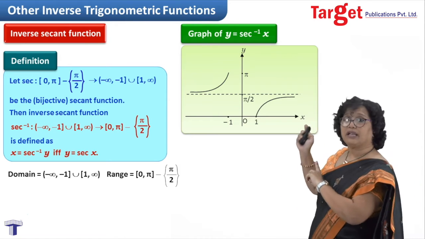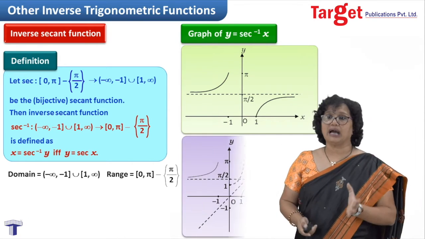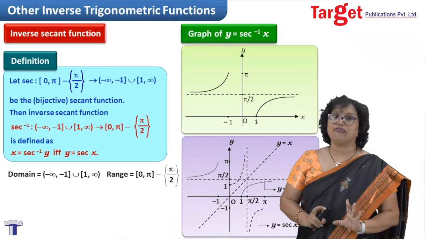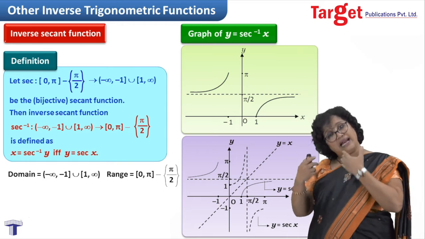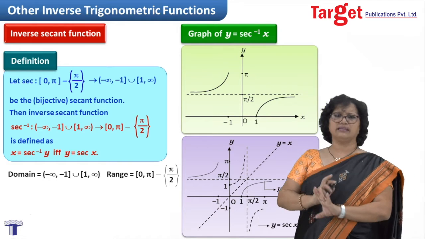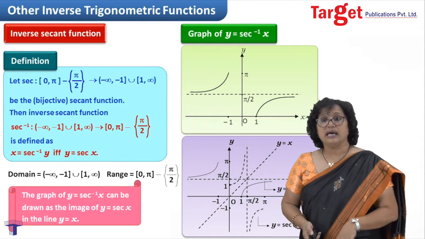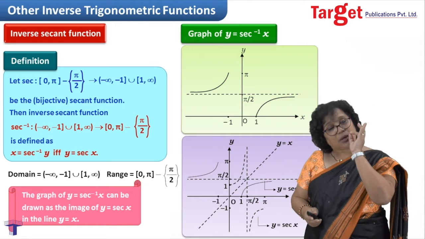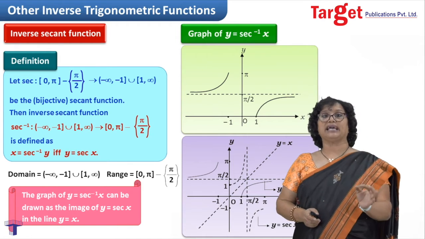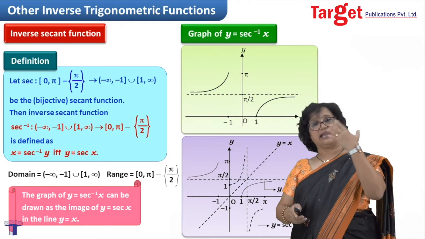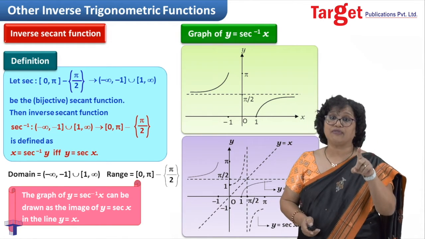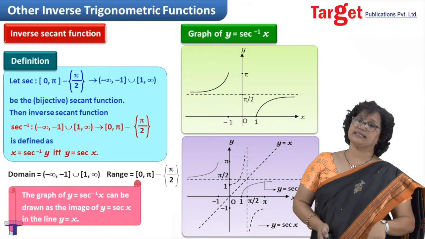Those who are uncomfortable with directly knowing the graph are still free to draw the graph of y equal to sec x first, then draw the line y equal to x, then take its reflection. That exercise you can always do. Hence, I have again mentioned there that you can draw the graph of y equal to sec x, draw the line y equal to x, and then take its reflection. The reflection graph would stand for y equal to sec inverse x.